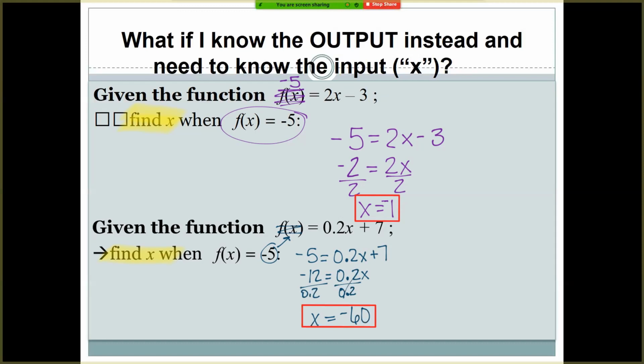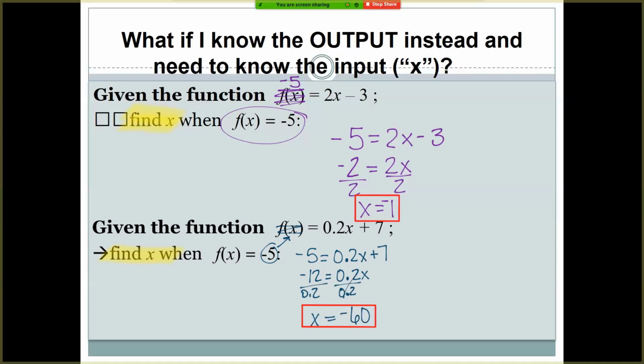So sometimes students get confused with this. We took 12 and we divided it by 0.2 and we ended up with this large number of 60, well, negative 60. But really you're taking negative 12 and you're breaking it up into 0.2, so you're breaking it up into small pieces. So you're going to have a lot of it.